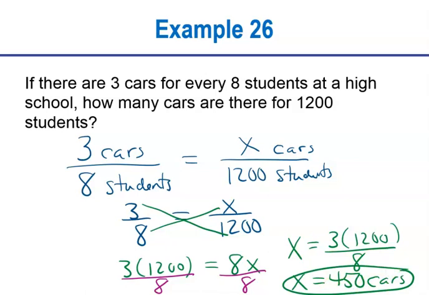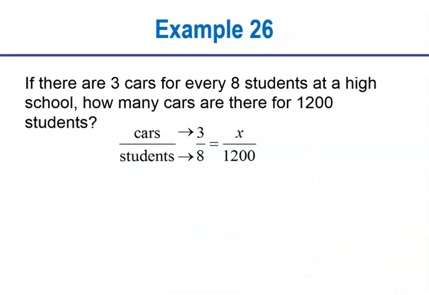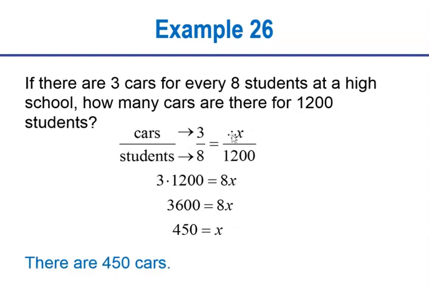And if we review the typed up result, notice they put cars over students just like we did. And you have 3 over 8 equals the missing value. We don't know how many cars are associated with 1,200 students. And then the next step, notice they cross multiply. That's what that's called, 3 times 1,200. Don't forget your equals in the middle, equals 8x. And then they go on to solve. That gives us 3,600 equals 8x. And when you divide 3,600 by 8, you get 450 cars associated with 1,200 students.